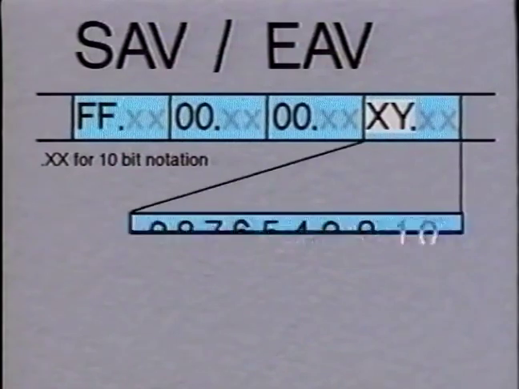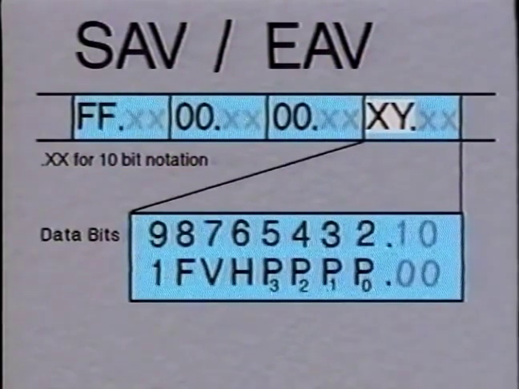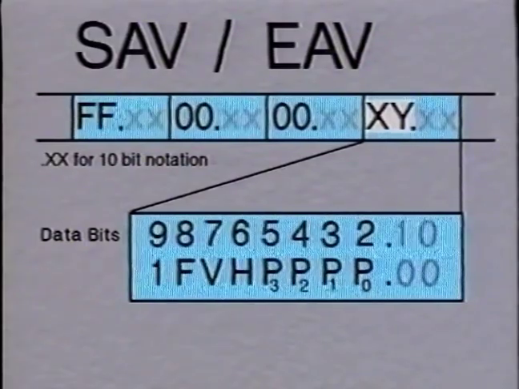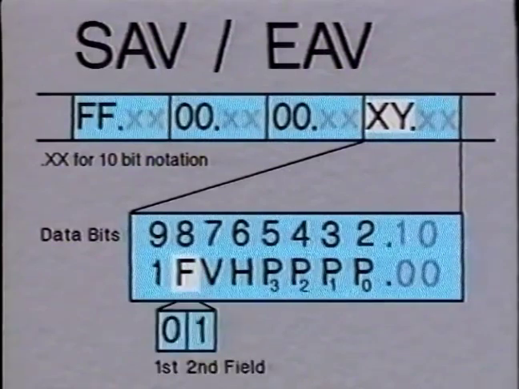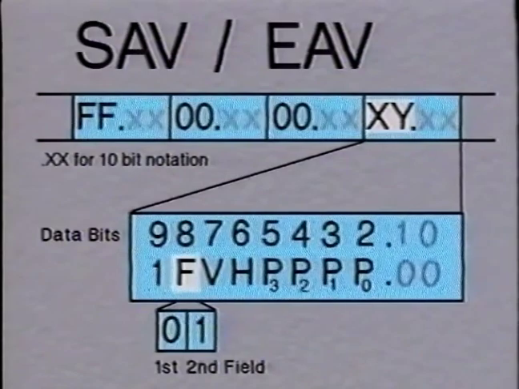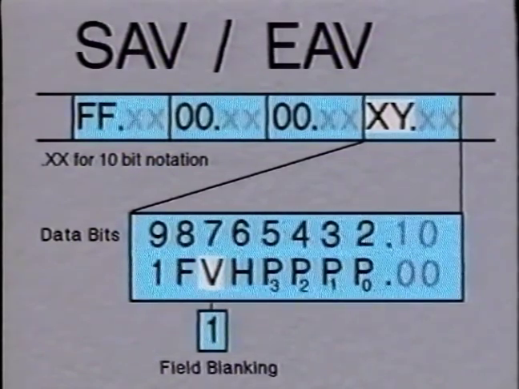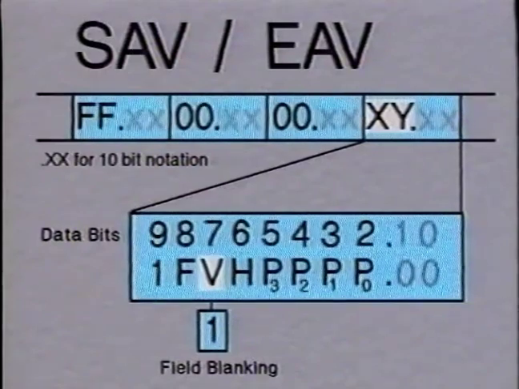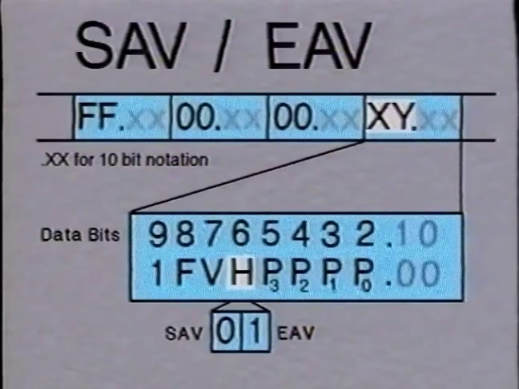The 4th word starts with a 1, followed by 3 flags FVH, some protection bits, and 2 trailing zeros. F indicates the field, 0 for the first and a 1 for the second. V is a 1 during the field blanking interval. H is a 0 for SAV and a 1 for EAV.